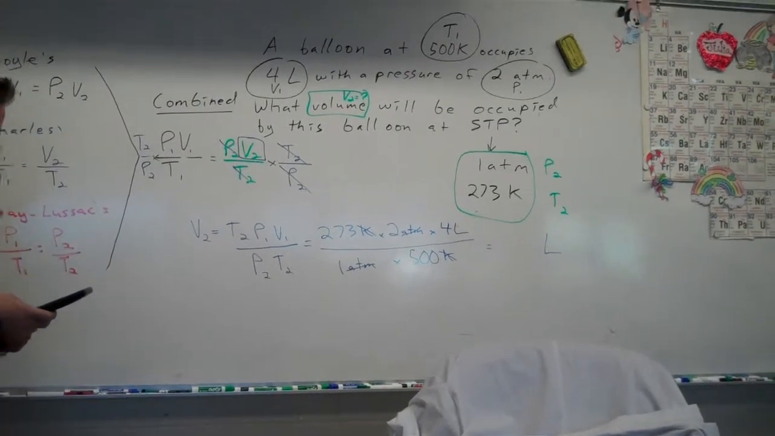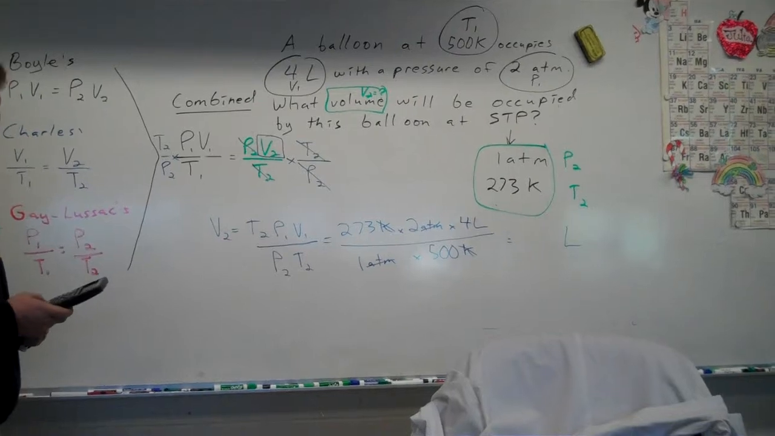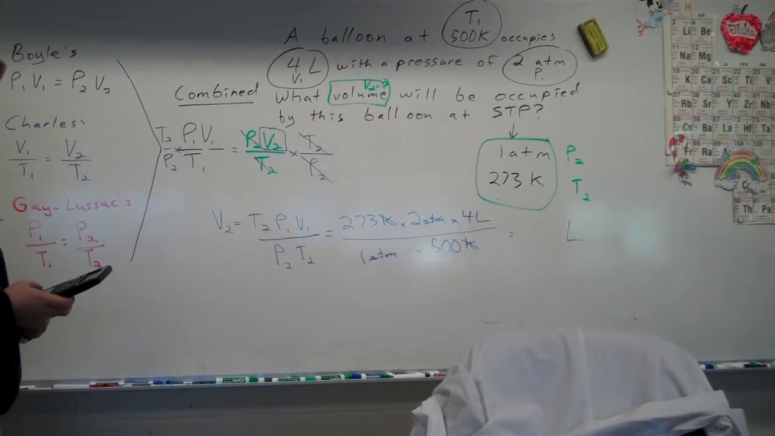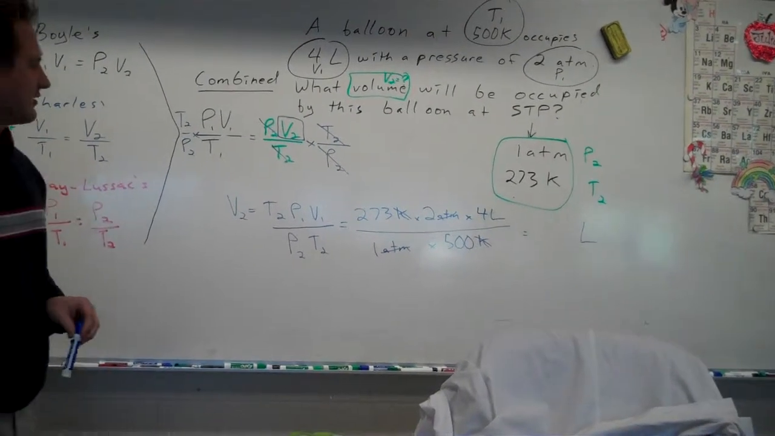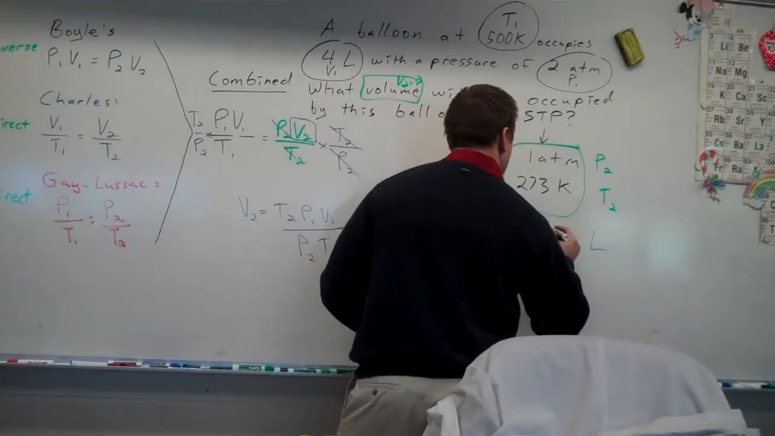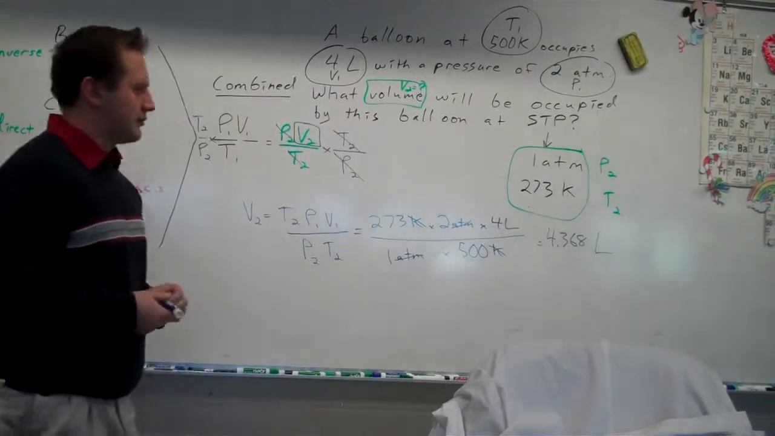Okay, so 273 times 2 times 4 divided by 500, and we'll get that our volume will be 4.368 liters at standard temperature and pressure.